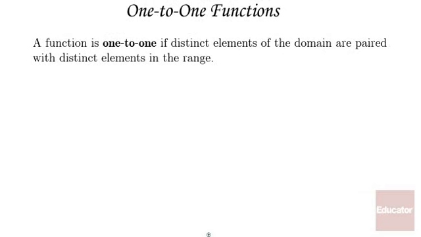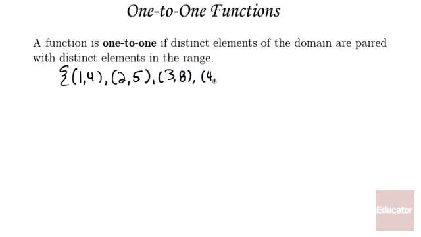There's a specific type of function that is called a one-to-one function. And a function is one-to-one if distinct elements of the domain are paired with distinct elements of the range. In the previous example, we saw a situation where we did have a one-to-one function and another situation where we did not. Okay, so to review, the ordered pairs in that first function that we just discussed were (1, 4), (2, 5), (3, 8), and (4, 10).